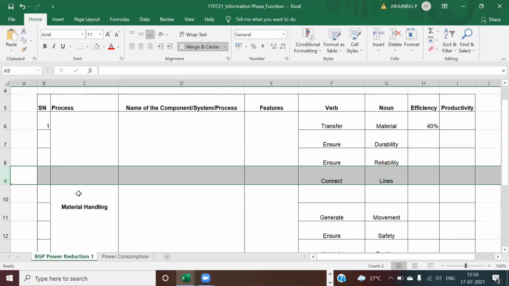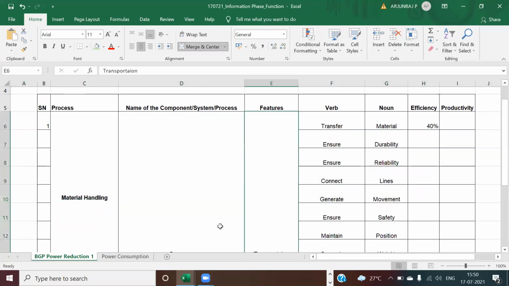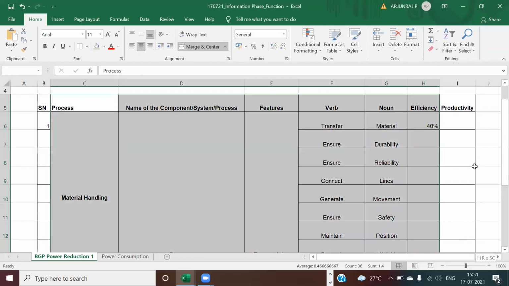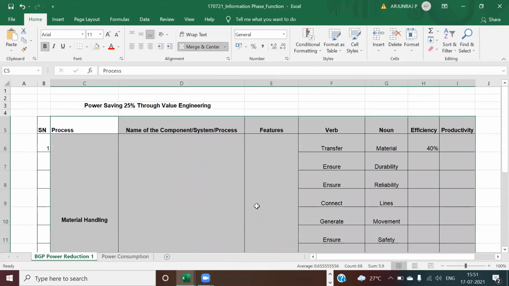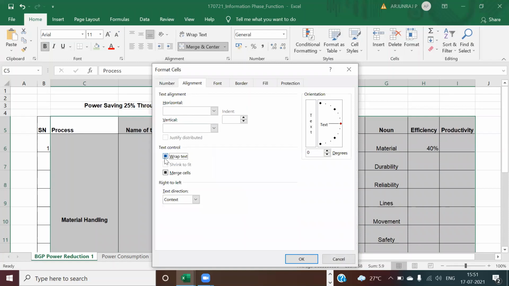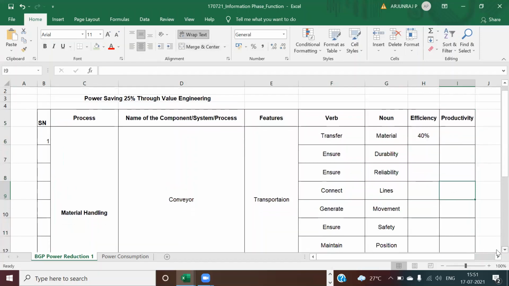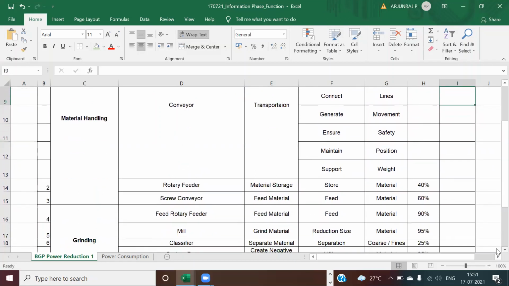So let us have only these things for our material handling, with respect to conveyor alone. Now we have to look at the other aspects. I think we have covered the conveyor. Now let us look into the rotary feeder.